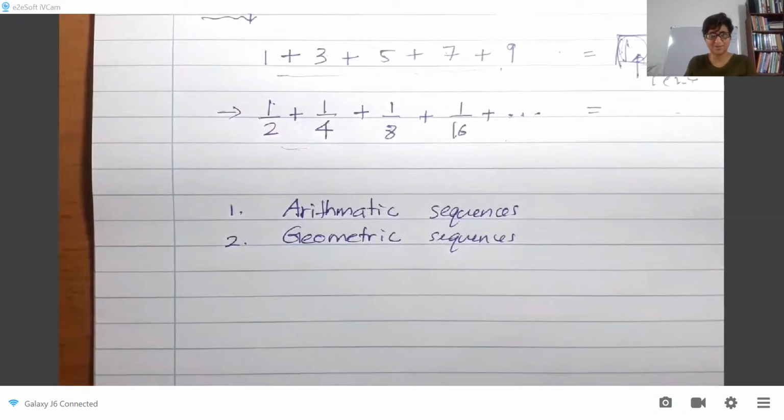Arithmetic means to do with numbers. Why do we call it arithmetic? Why is the other one called geometric? So you will see why that is.